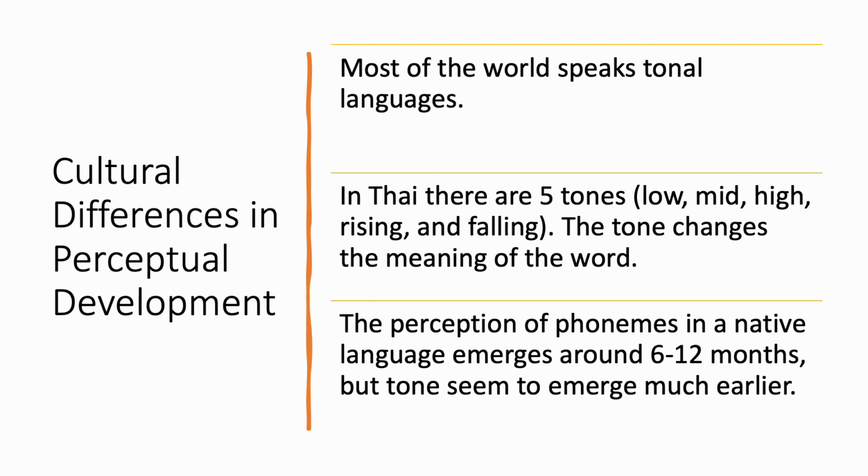Most of the world speaks tonal languages. In Thai, there are 5 tones: low, mid, high, rising, and falling. The tone changes the meaning of the word. The perception of the phonemes in a native language emerges around 6 to 12 months, but the tone seems to emerge much earlier. Pay attention to your own language.